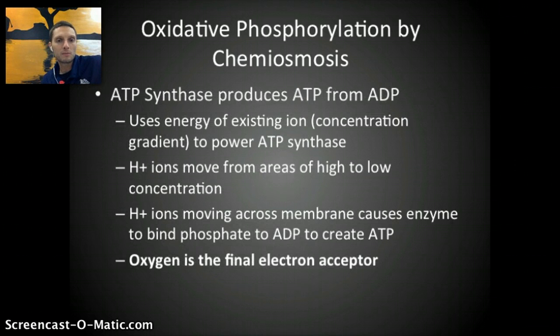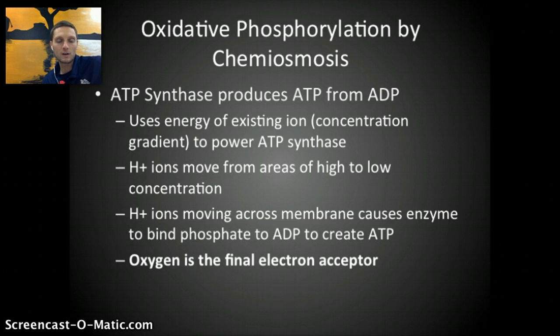Oxidative phosphorylation by chemiosmosis is the synthesis of ATP from ADP. And so it's using energy of existing ion concentrations to power the ATP synthase enzyme. Hydrogen ions, again, moving from areas of high to low concentration. And what is really important here is that oxygen is the final electron acceptor.